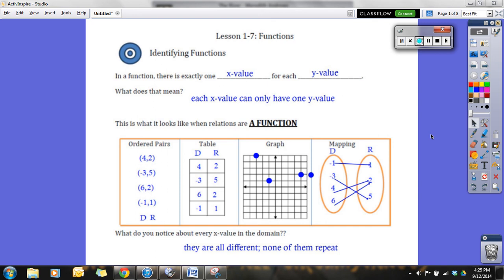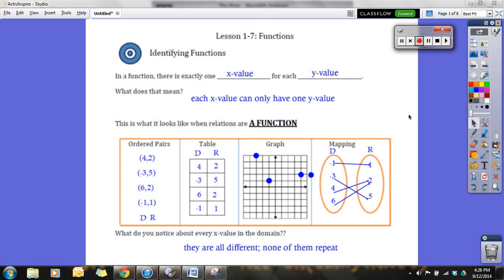Okay, this is the video for lesson 1-7 on functions. The first part of these notes we have already done in class. You should have this filled in, but if for whatever reason you didn't have your notes with you in class today and didn't write this down on paper, I would take that opportunity to get these down right now.